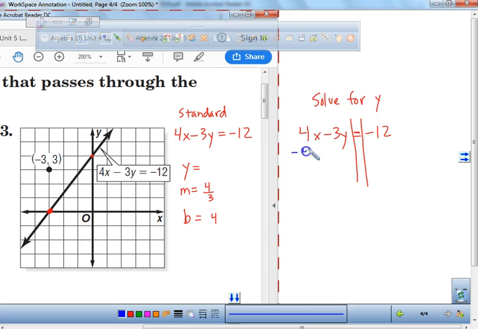Minus 4x. We're going to take away 4x from this side. We're going to take away 4x from this side. Okay. We're going to drop down to negative 3y. We're going to say that equals, and all I'm going to do is I'm going to move the negative 4x up front and put the negative 12 in the back.